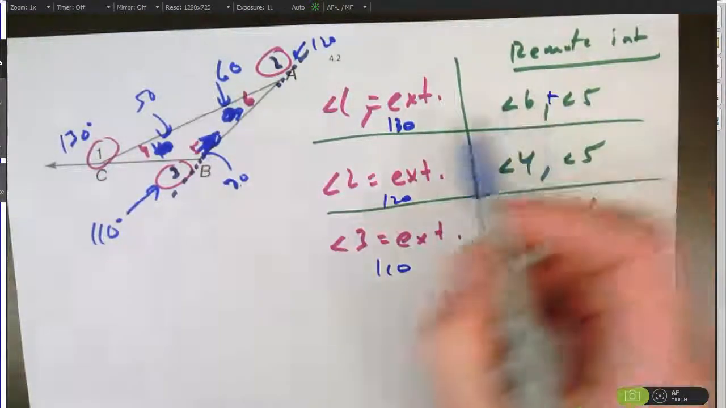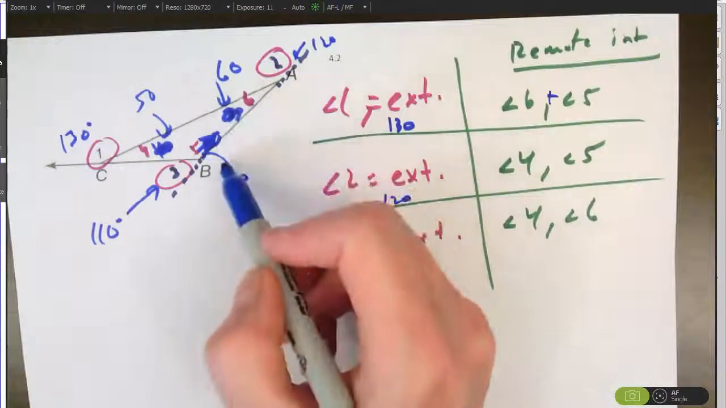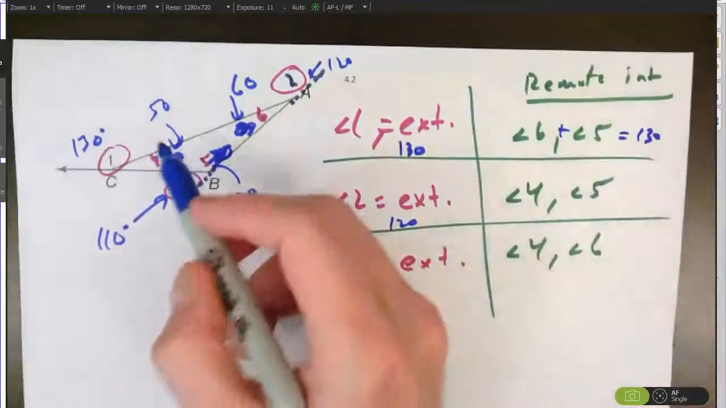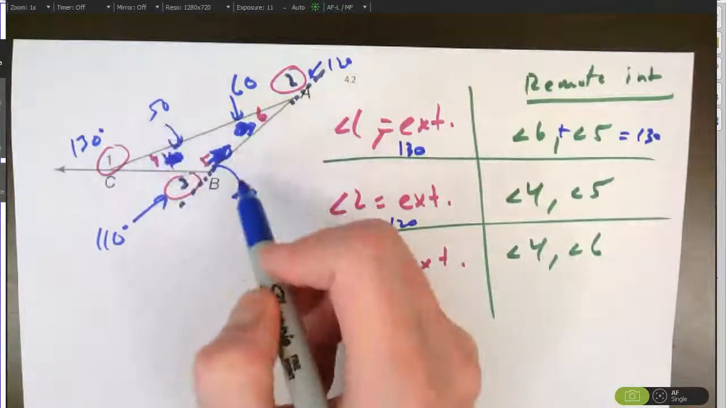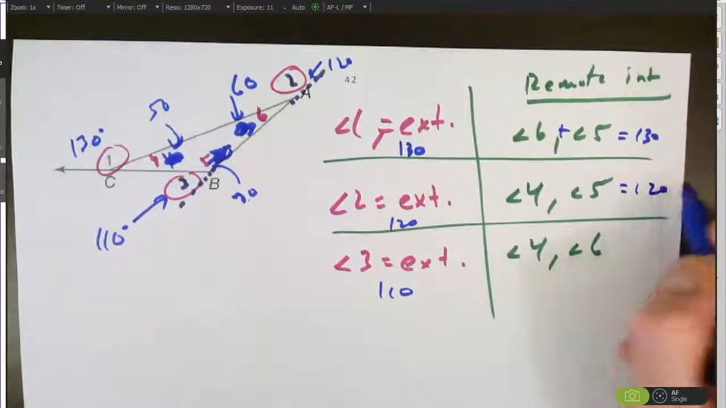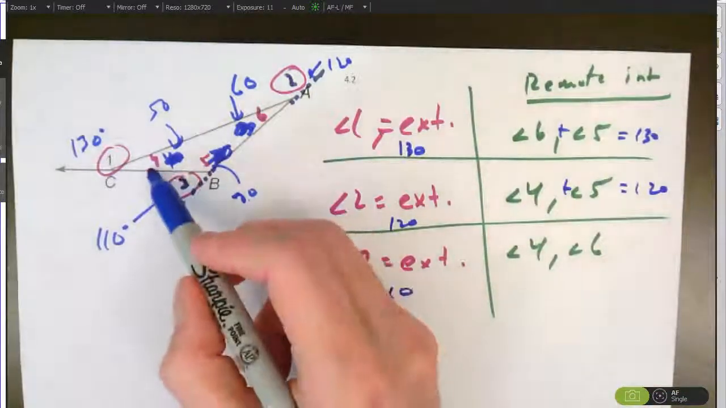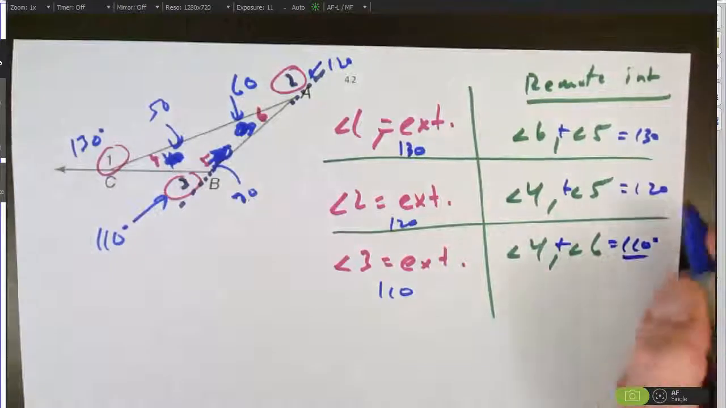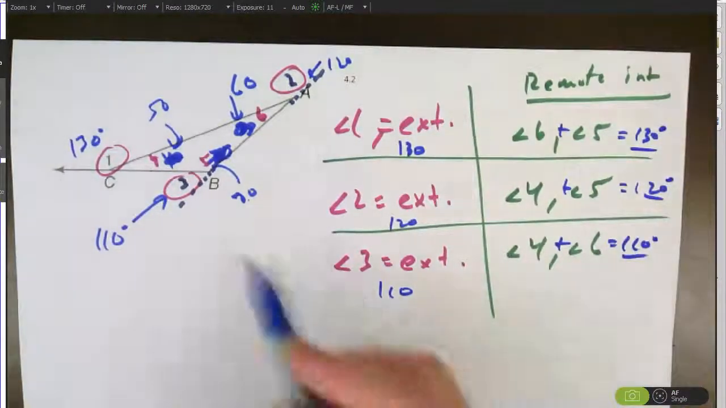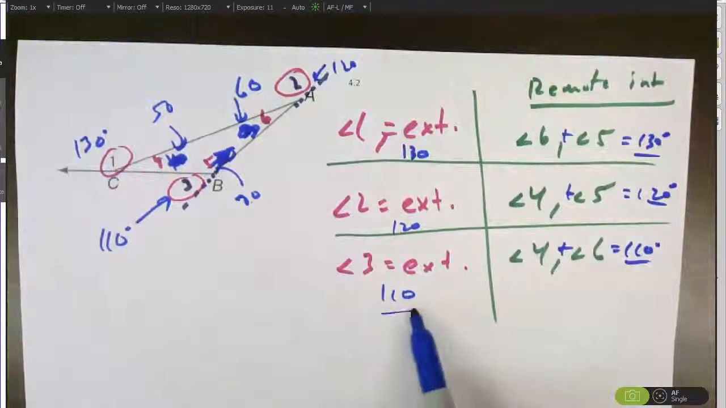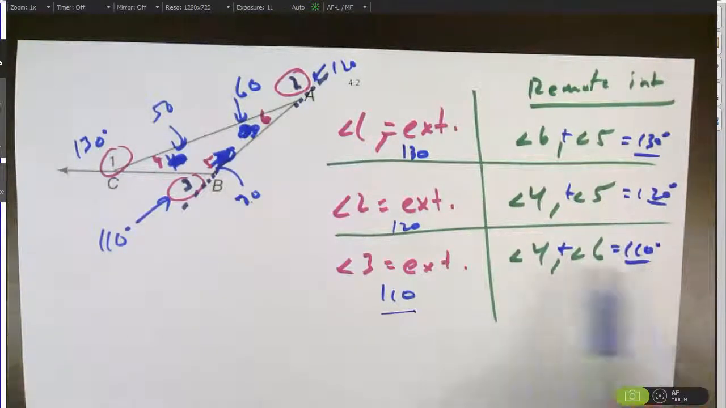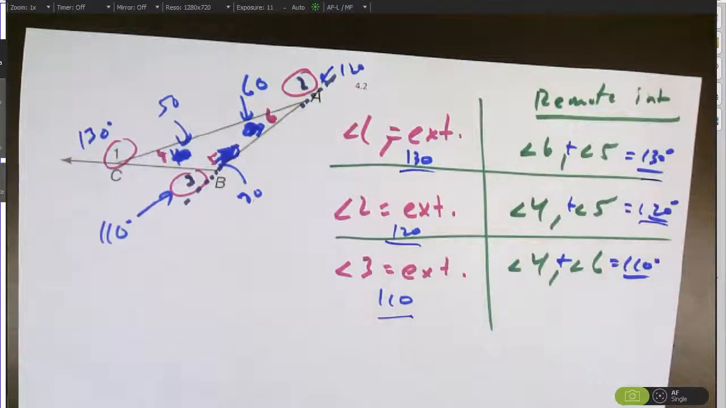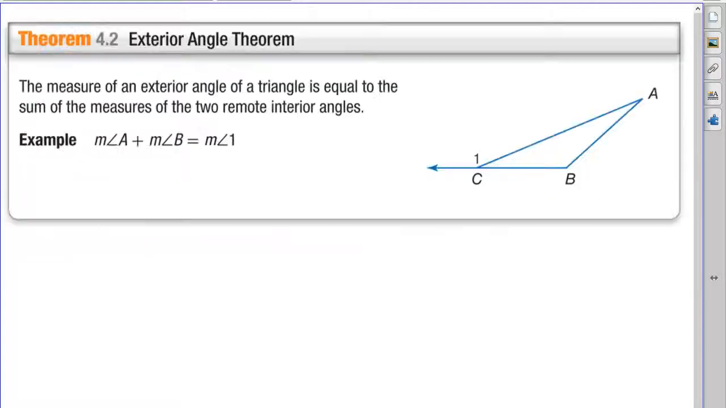If I add 6 and 5 together, 6 is 60, 5 is 70, 60 plus 70 is 130. If I add 4 and 5 together, 50 plus 70 is 120. If I add 4 and 6 together, 50 plus 60 is 110. Notice the exterior angle always adds to its two remote interior angles. 120, 120, 130, 130.